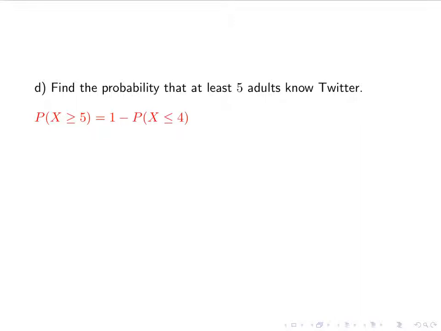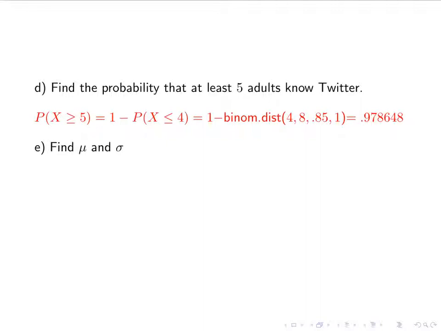At least 5 means 5, 6, 7, or 8, which means I'm not including 0, 1, 2, 3, or 4. So that's the part I'm subtracting from the 1. And again, that's just 1 minus binom.dist 4, 8, 0.85, 1. And we get a very large number, 0.978648. So it's a fairly high amount. It's a good probability that at least 5 of the 8 people know what Twitter is.